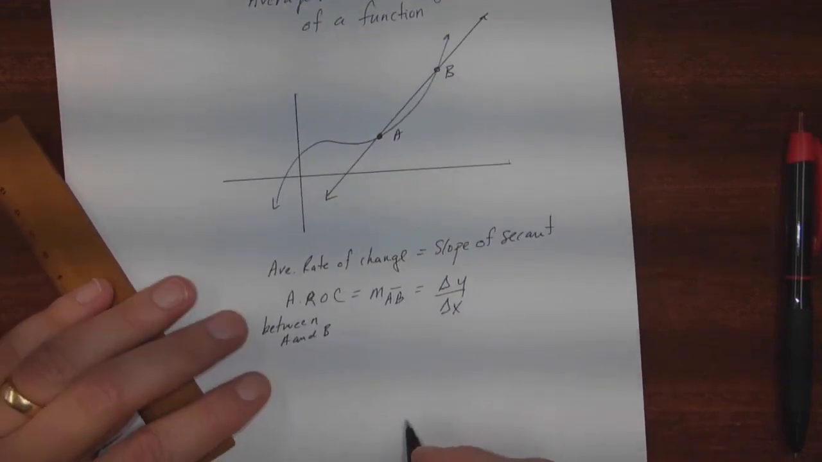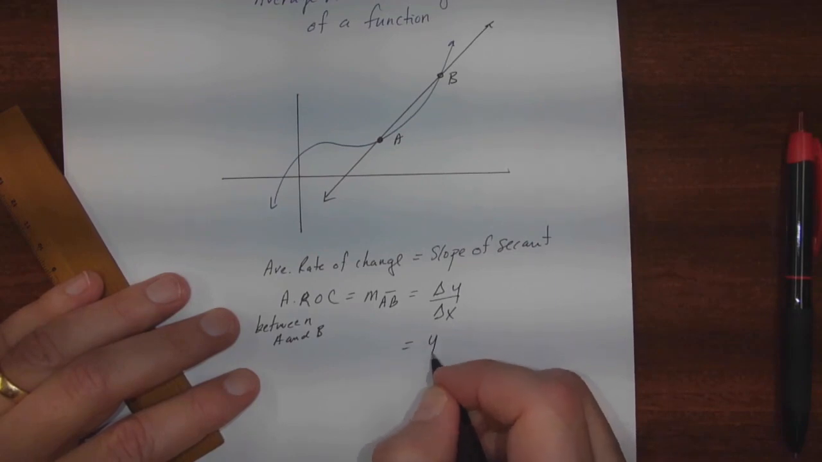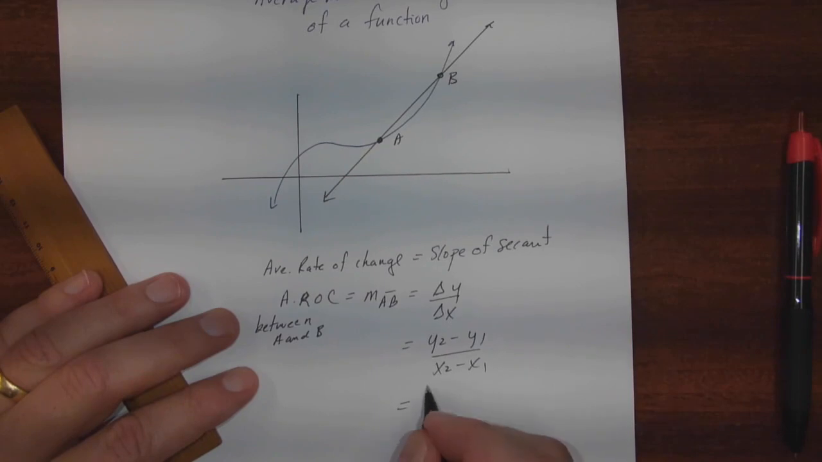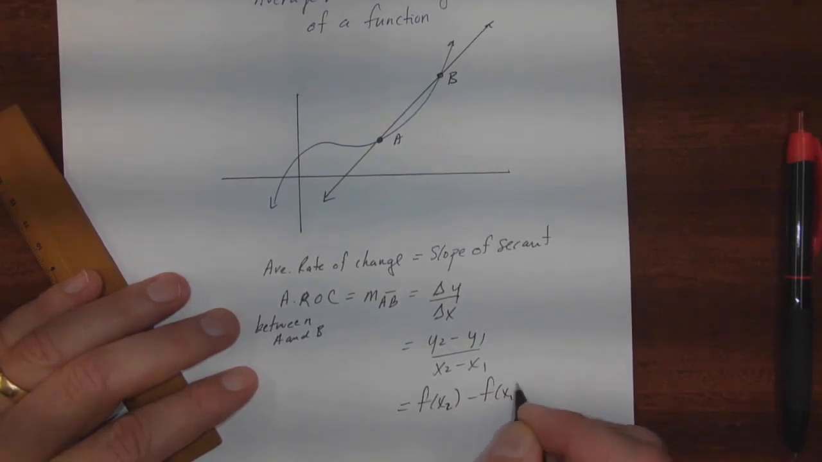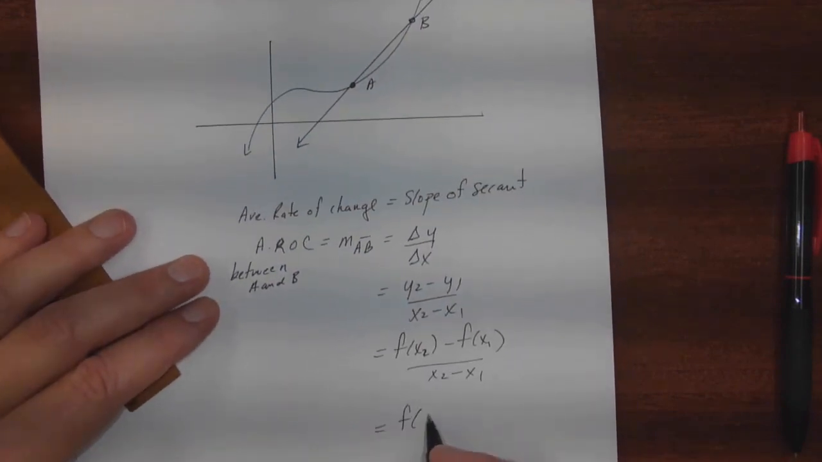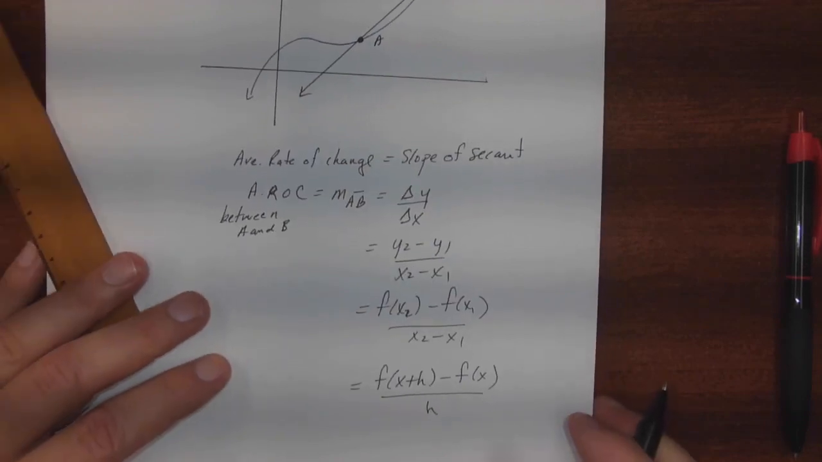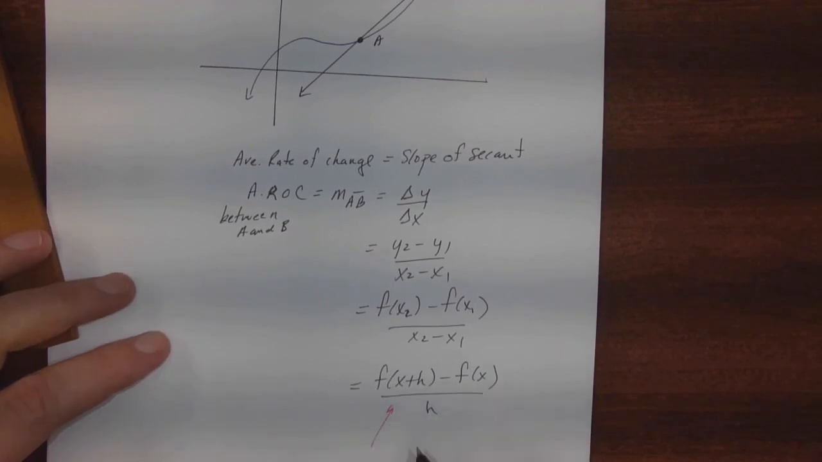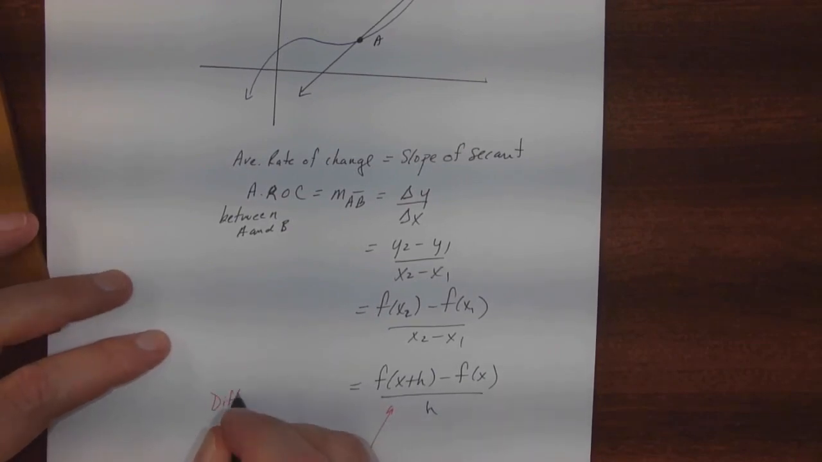It could be delta y over delta x. It could be y2 minus y1 over x2 minus x1. It could be f of x2 minus f of x1 over x2 minus x1, or it can be f of x plus h minus f of x over h. Now that's quite a different way to represent the same thing. We have a special name for this one. This one is called the difference quotient.